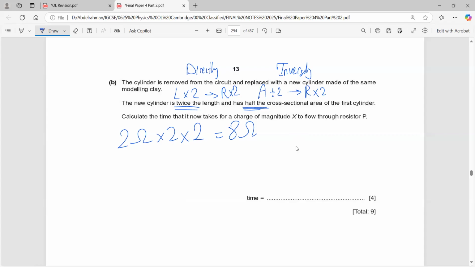This is the resistance of the cylinder. It is 8 ohms. Can I find the total resistance? Yes, I can find the total resistance, which is 8 plus 4. Do not forget about the fixed resistor.